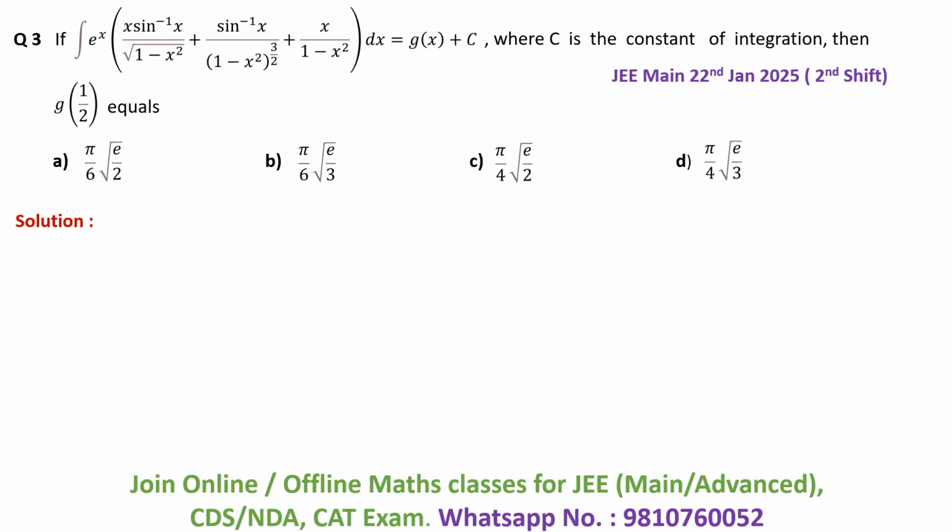Now students, this next question is based on the topic of indefinite integration. It says if integral e power x into inside the brackets x into sine inverse x divided upon square root of 1 minus x square plus sine inverse x divided upon 1 minus x square whole power 3 by 2 plus x upon 1 minus x square dx equal to g of x plus c, where c is the constant of integration, then g of half equals. That means we have to find the value of g of half.